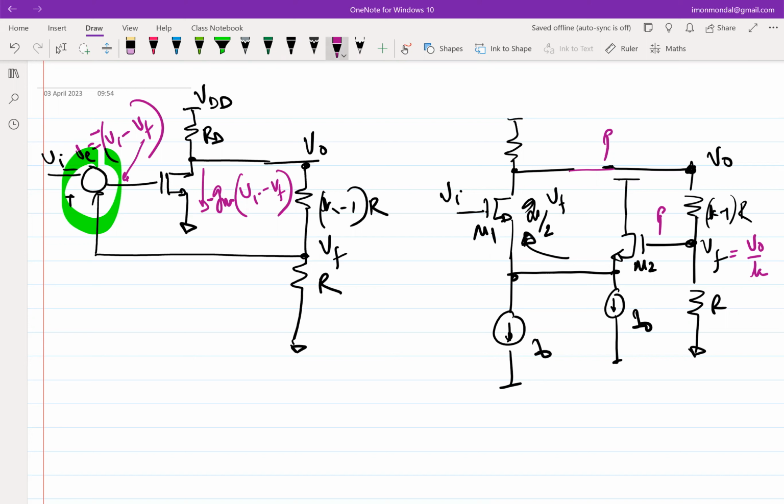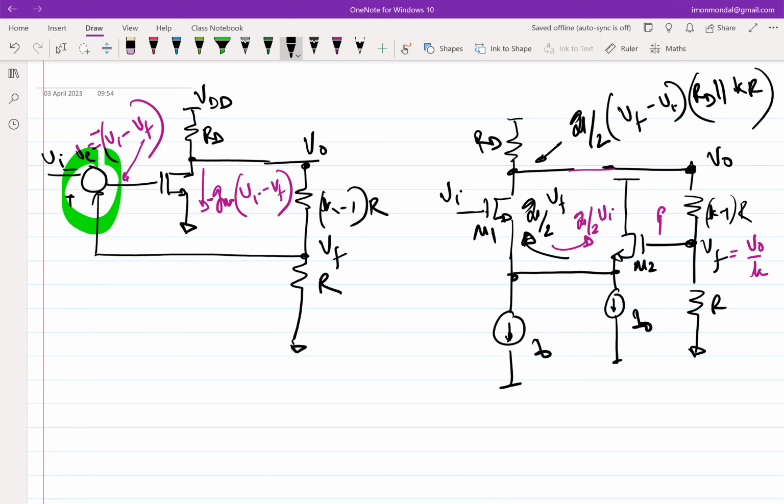If only VI exists, then it will be in the opposite direction, gm by 2 times VI, right? So the superposition of these two: the effective current is gm by 2 times (VF minus VI) flowing up. So this voltage effectively will be gm by 2 times (VF minus VI) times this rd in parallel with this RL.